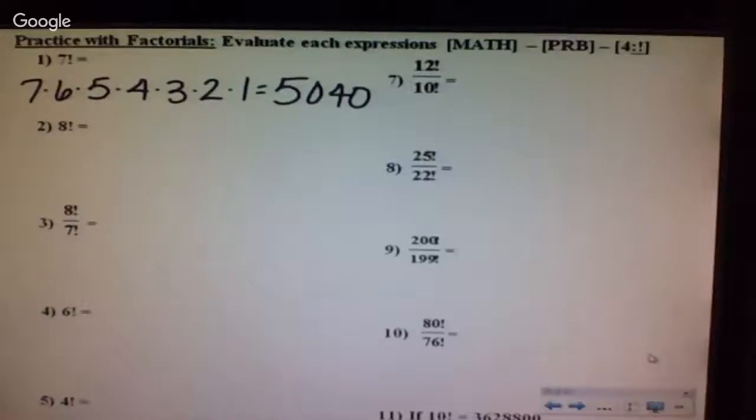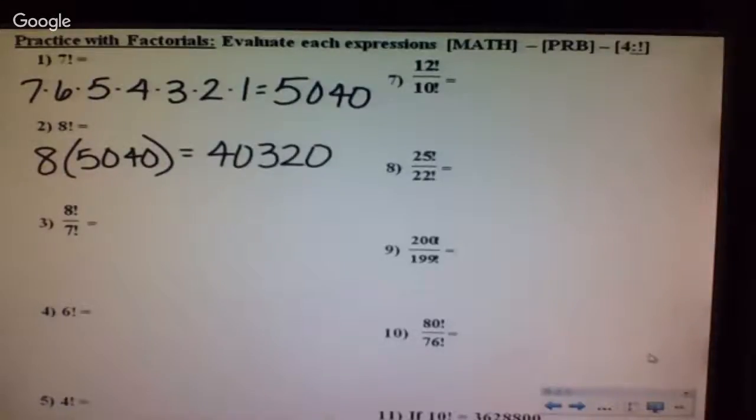They just add on: 8 factorial. Well, if I already know that 7 factorial is 5,040, I can literally take 8 times 7 factorial. You said 40,320? Remember, 8 factorial is 8 times 7 times 6 times 5. Well, if I already have the answer for 7 times 6 times 5 times 4, I can literally just multiply that against 8 and make my life easier.